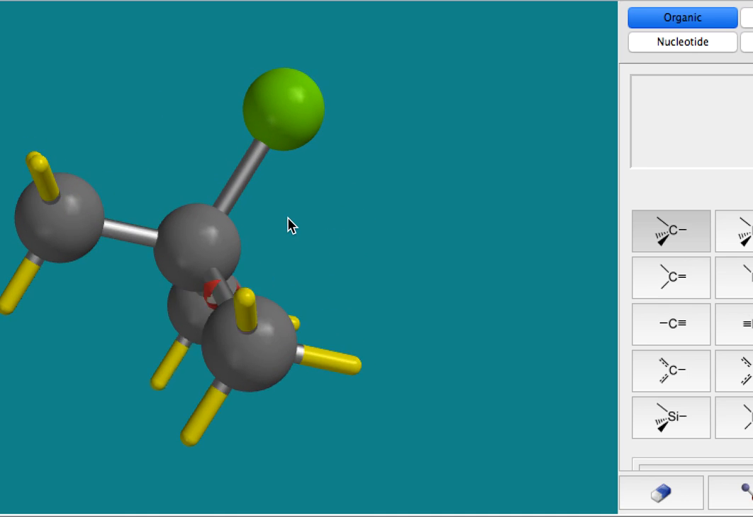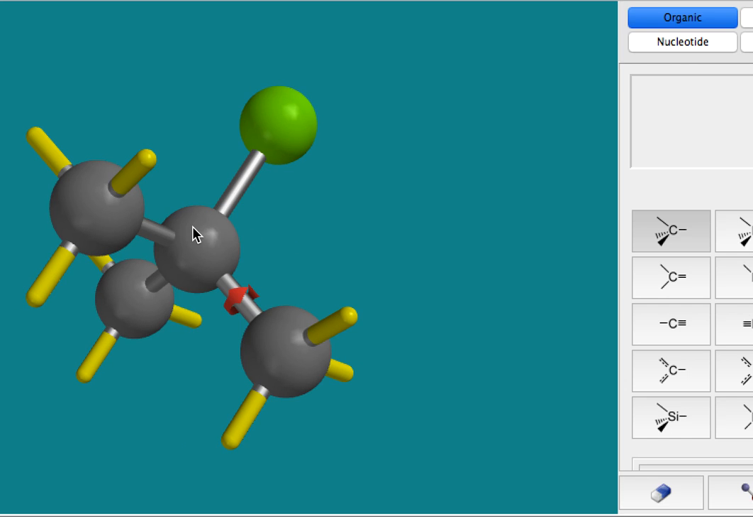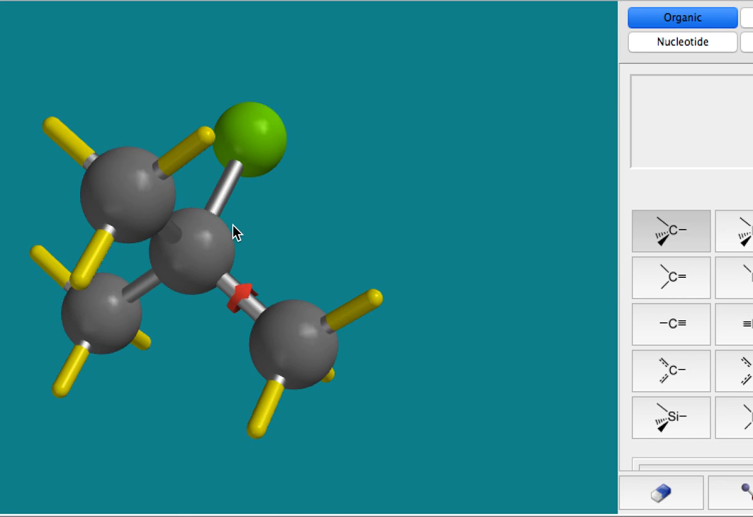This is some general nomenclature of alkyl halides, or any type of functional group. The alpha carbon can be described as whether it's methyl, primary, secondary, or tertiary, and so we can call this a tertiary alkyl halide or tertiary alkyl chloride. If this was an OH group, we could call it a tertiary alcohol.